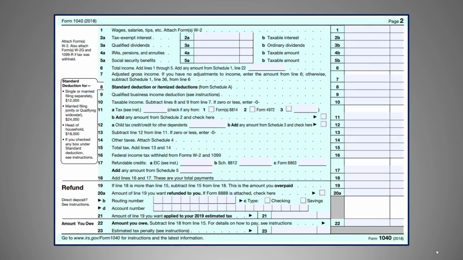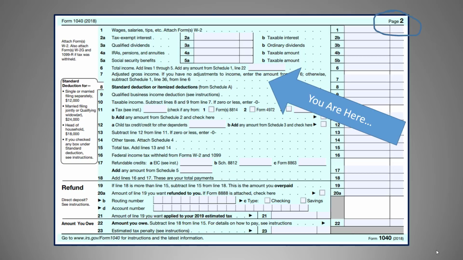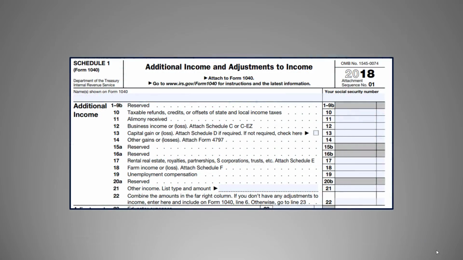So here we are on page 2 of the 2018 1040. Like I said in a previous module, the 1040 has been scaled down quite a bit, only 23 lines. And we are here right now in this section. And also we're going to talk about Schedule 1, additional income and adjustments to income.